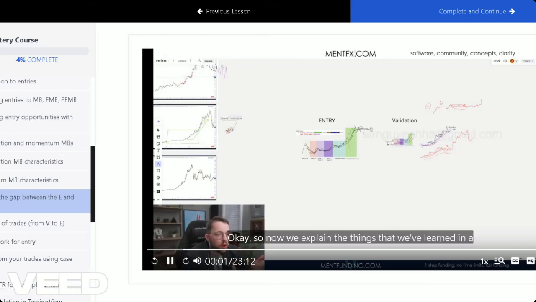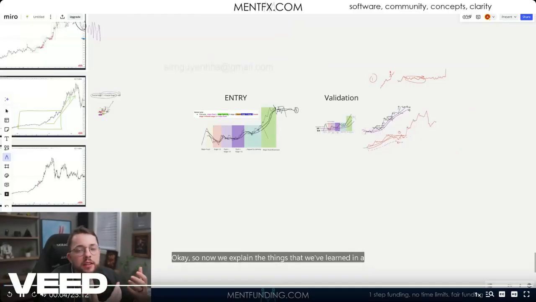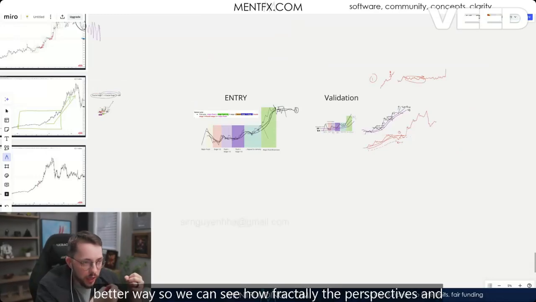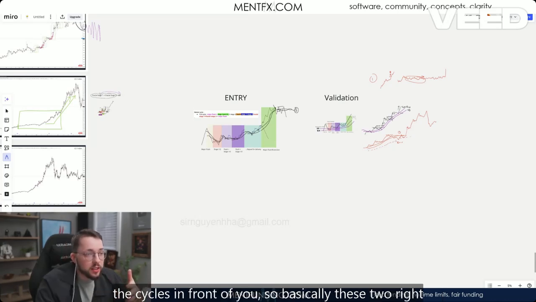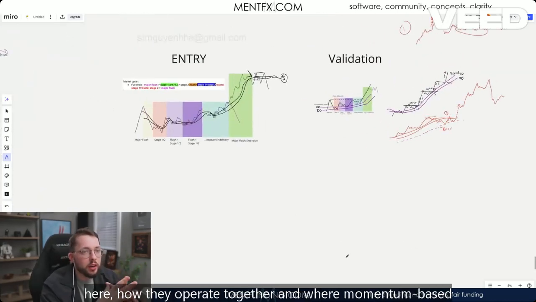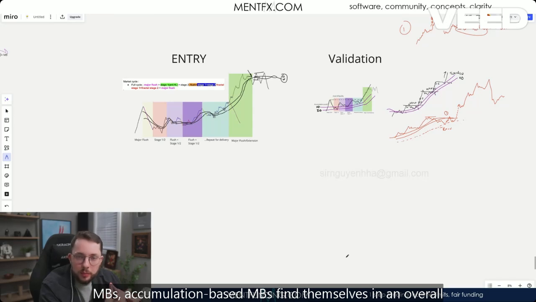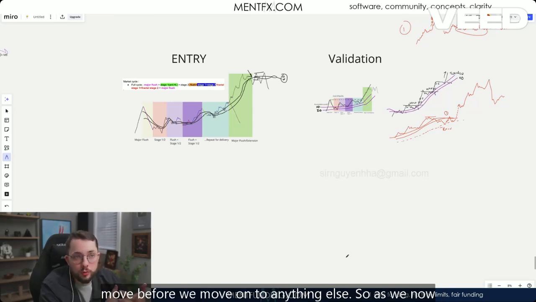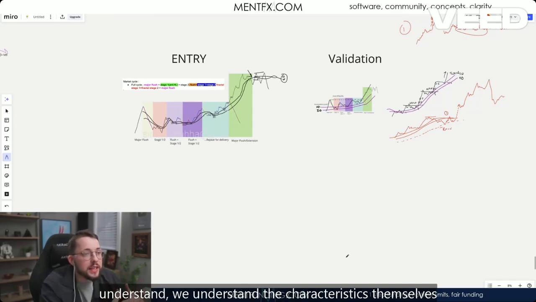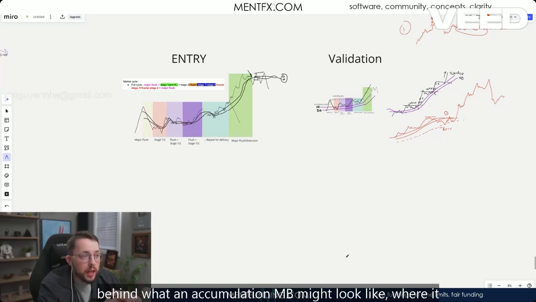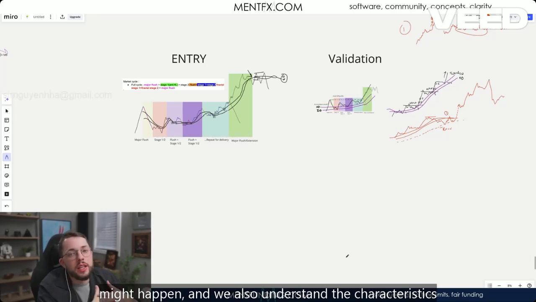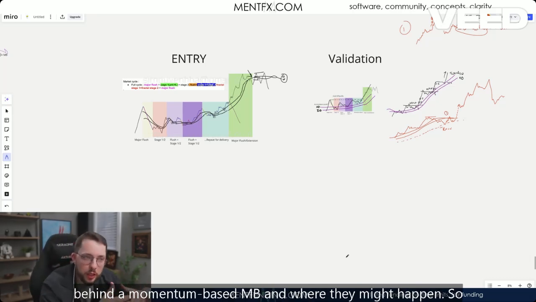Okay, so now we explain the things that we've learned in a better way so we can see how fractally the perspectives and the cycles in front of you, so basically these two right here, operate together and where momentum-based MBs and accumulation-based MBs find themselves in an overall move before we move on to anything else. As we now understand, we understand the characteristics behind what an accumulation MB might look like, where it might happen, and the characteristics behind a momentum-based MB and where they might happen.